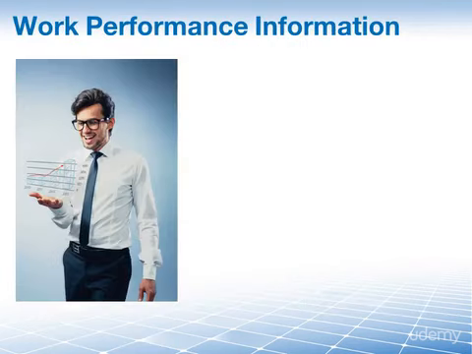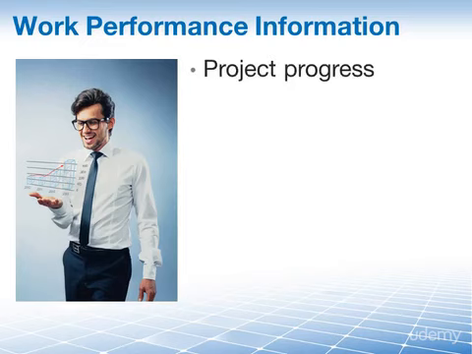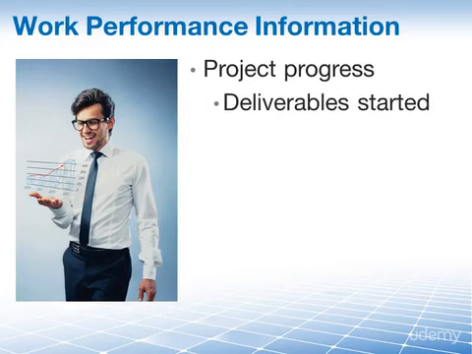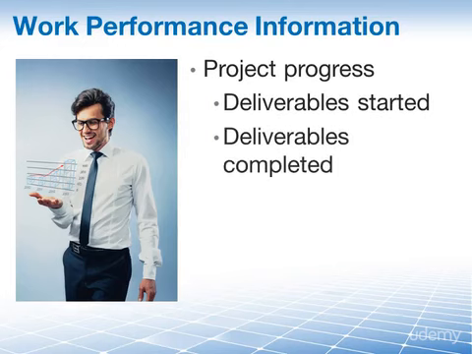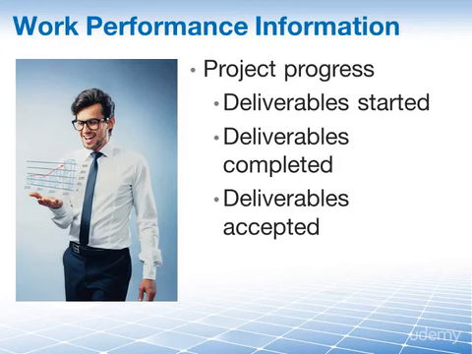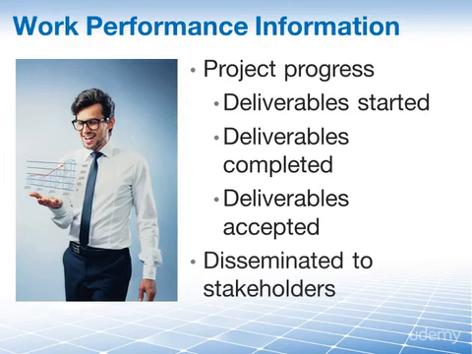Next, we have work performance information as an output. This information organizes the performance data gathered as we are validating our scope. And this can include information on project progress, such as deliverables that have been started, deliverables that have been completed, and of course, deliverables that have been accepted by the customer. This information is disseminated and handed over to stakeholders as it is prescribed by our project's communications management plan.